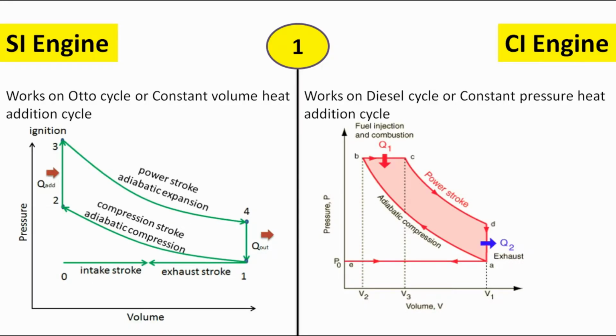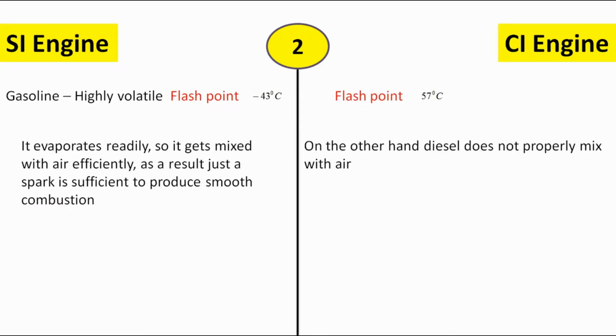Let's see some important differences between CI engine and SI engine. SI engine works on Otto cycle or constant volume heat addition cycle. CI engine works on diesel cycle or constant pressure heat addition cycle. Gasoline is highly volatile whereas diesel is less volatile. Gasoline evaporates readily, so it gets mixed with air efficiently. As a result, just a spark is sufficient to produce smooth combustion. On the other hand, diesel does not properly mix with air.